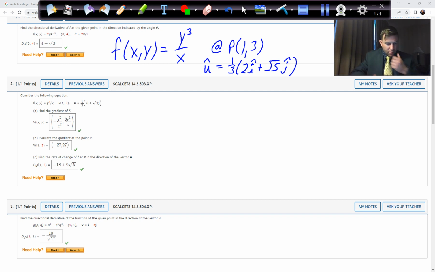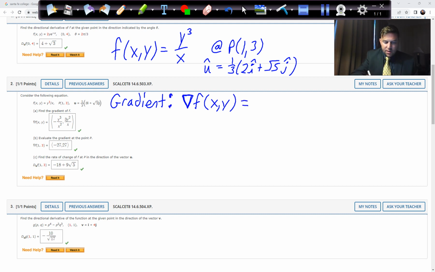Okay, so it says find the gradient of f. The gradient is denoted by an upside down del symbol, so the Greek symbol del is a triangle. The gradient is an upside down triangle, and then it's going to be f of x, y. So this is the symbol we use for the word gradient.